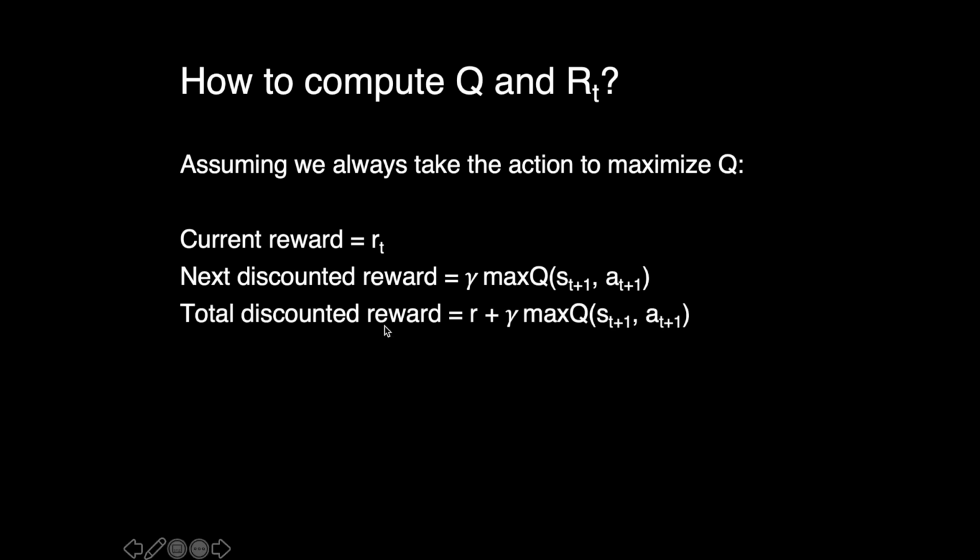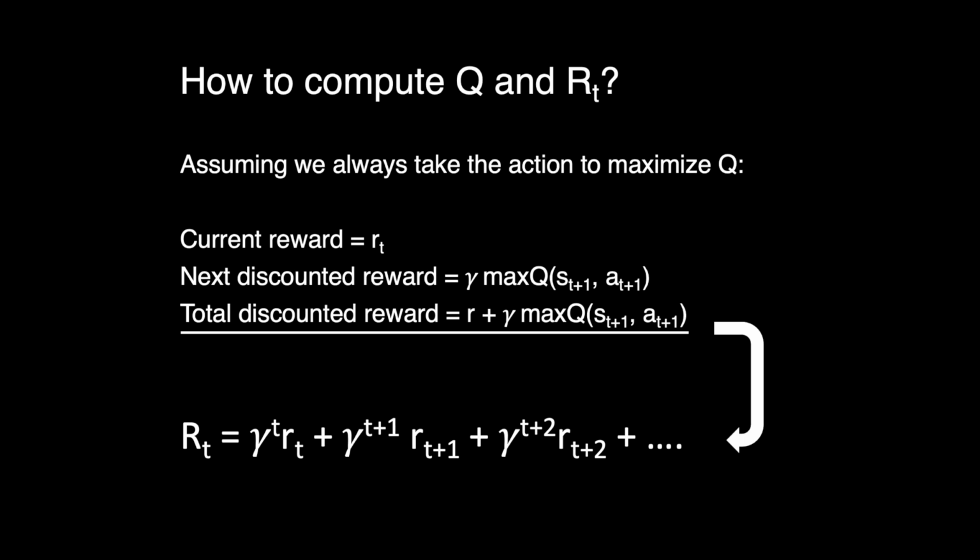The total discounted reward is simply the current reward plus the next reward. Notice that this is the same thing that we covered before. The total discounted reward is the sum of all the rewards we're going to receive over time as the consequence of a single action.